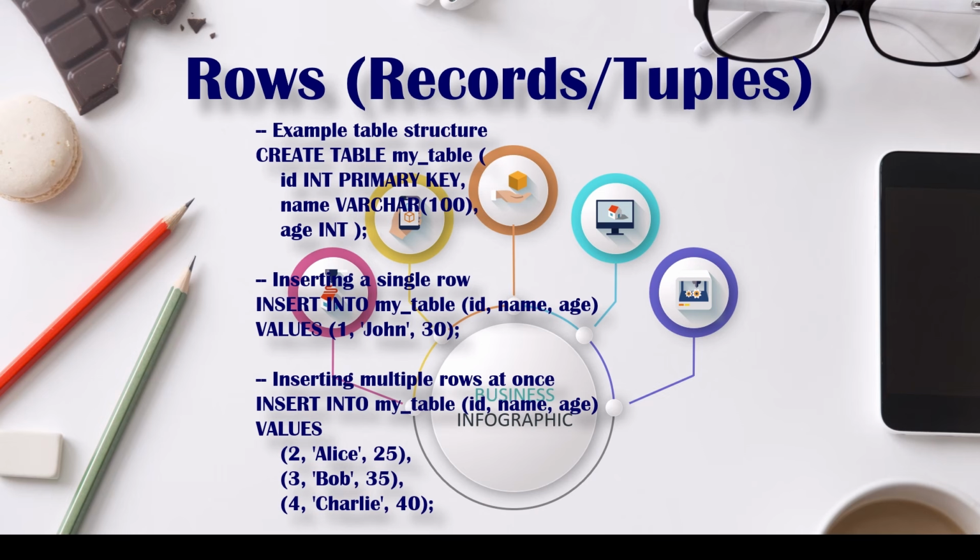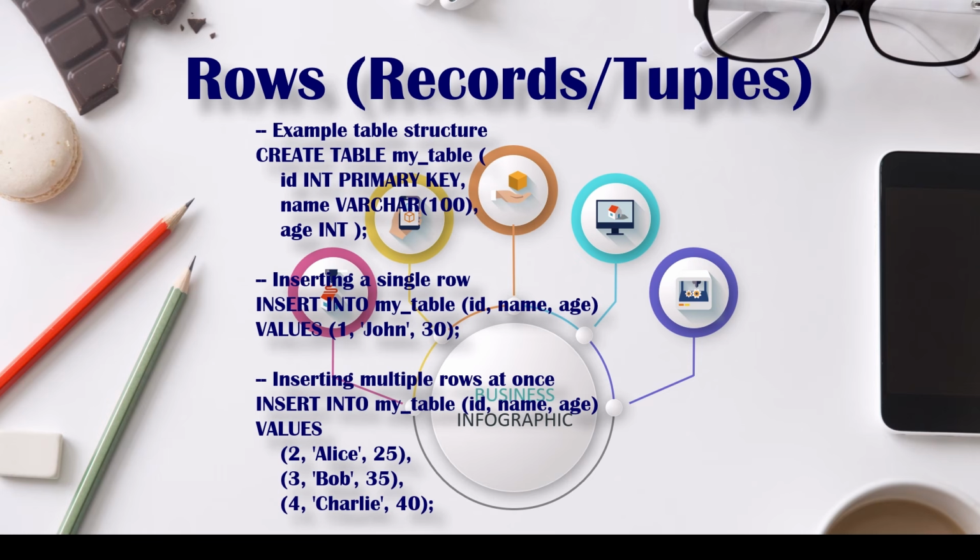Example table structure. Create table myTable. ID int primary key, name varchar 100, age int. Inserting a single row. Insert into myTable ID, name, age values 1, John, 30.